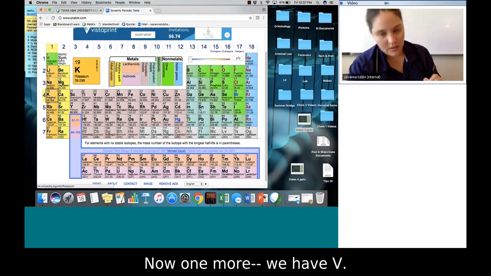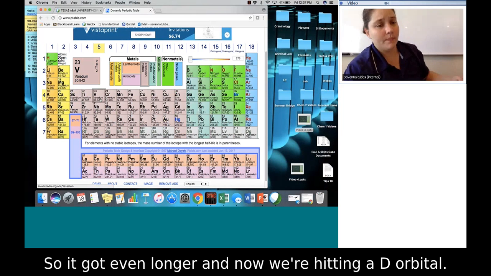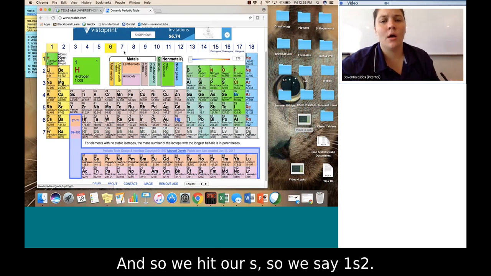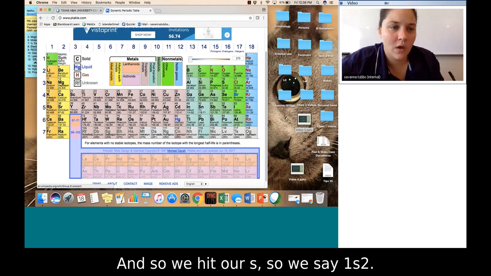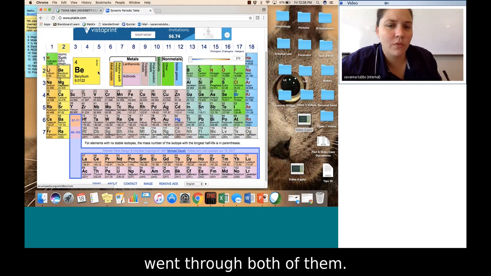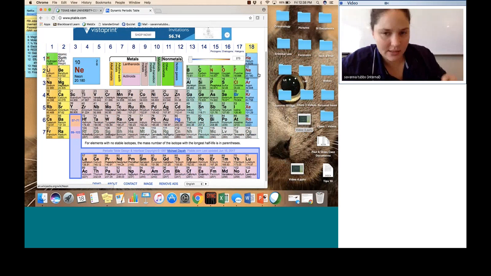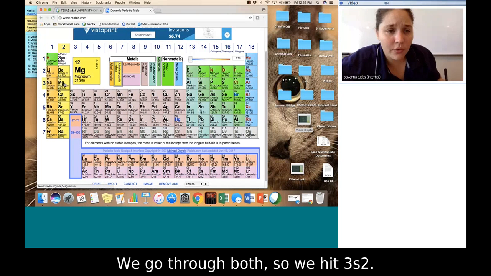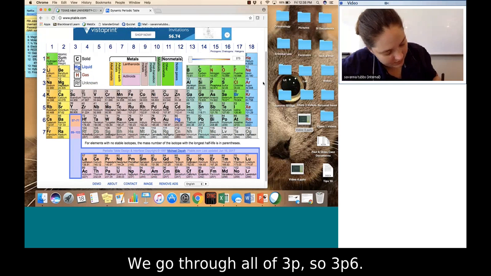Now one more. We have V. So it got even longer, and now we're hitting a d orbital. So we have to read from top to bottom, left to right. So we hit our s. So we say 1s2. We then go through our 2s. So 2s2, because we went through both of them. We hit our 2p. We go all the way through, so 2p6. Go back and we hit our 3s. We go through both, so we hit 3s2. We go through all of 3p, so 3p6.